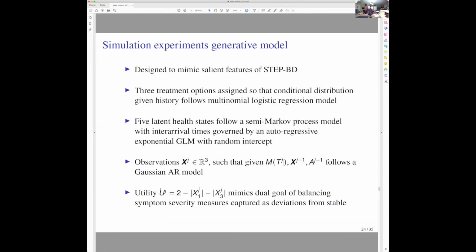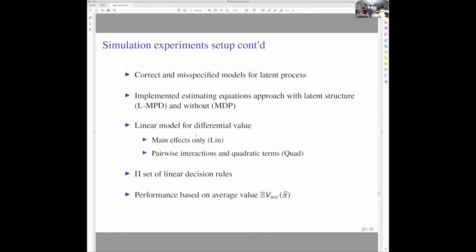And the utility uj is 2 minus the absolute value of the first component of x minus the absolute value of the third component of x. And this is to mimic this idea of balancing depression and mania. So you can think about x1 as being like a deviation score where being 0 is good and being far away from 0 is bad. Same thing for x3. So one might be, say, depression, the other one might be mania. And so we want to try to balance the two. So that's the idea. And we'll look at both correctly and incorrectly specified models for the latent process.